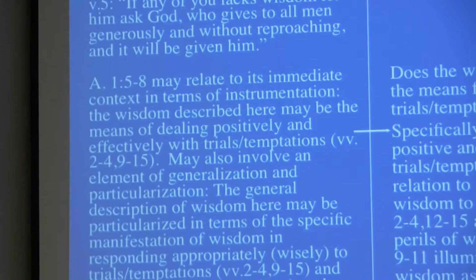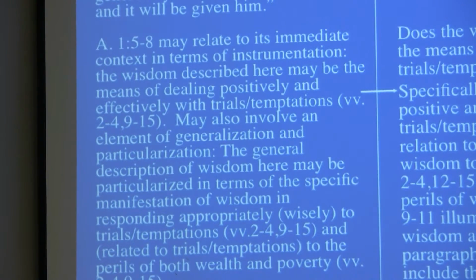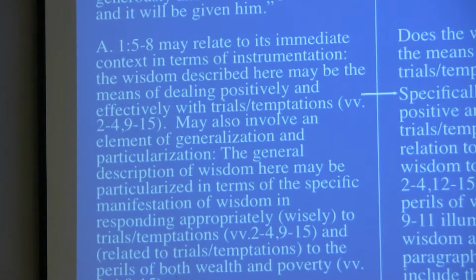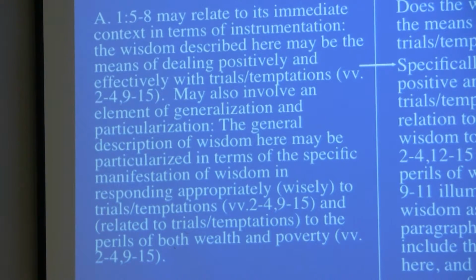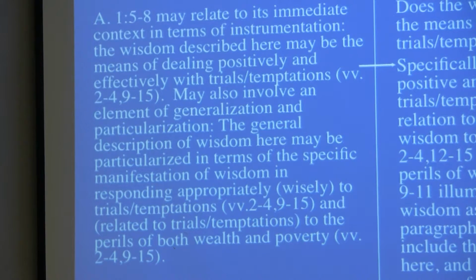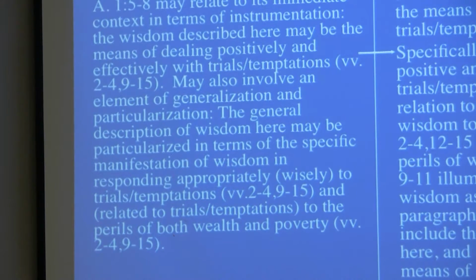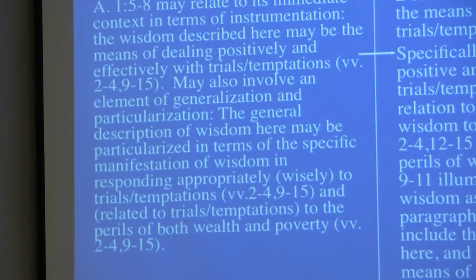It may also involve an element of generalization and particularization. The general description of wisdom here may be spelled out, given specific content, particularized, in terms of the specific manifestation of wisdom in responding appropriately, that is to say, wisely, to trials and temptations in verses 2 through 4 and 9 through 15, and related to trials and temptations, to the perils of both wealth and poverty in verses 2 through 4, and again, verses 9 through 15.